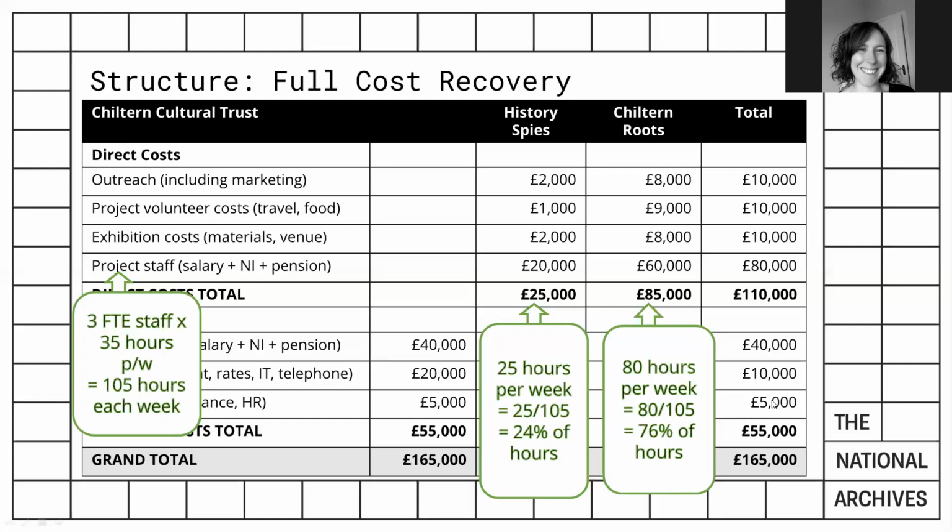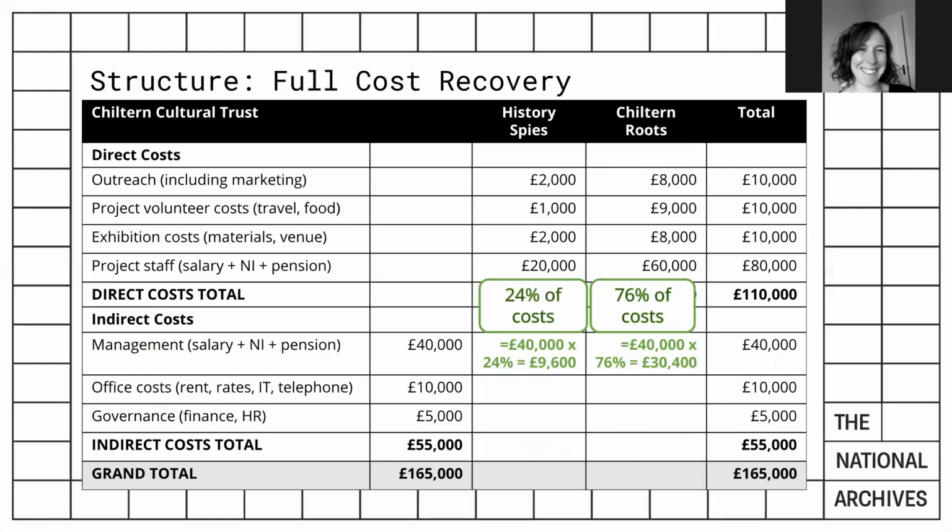So I've worked out my cost driver, and I've determined that it's 24% and 76%. And so I'm going to use my 24 and 76% to allocate out my indirect costs in that way, to apportion my indirect costs to the projects that CCT are delivering. So management costs of £40,000 times 24% is 9,600, and 76% is 30,400. So we apportion the indirect costs proportionately in line with that cost driver.